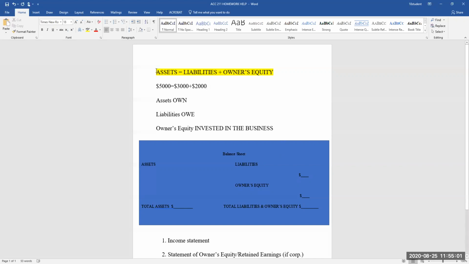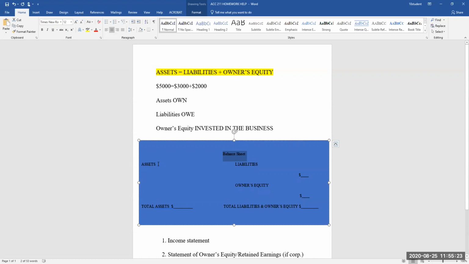Now, the reason that we teach you the formula in this format is because it's going to help things flow better as you move through the chapters, okay? This chapter is going to introduce you to the financial statements, one of which is the balance sheet. So I kind of made just a little sample one down here.